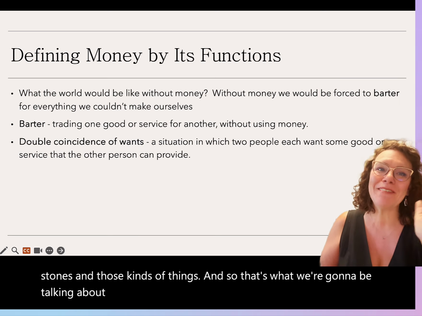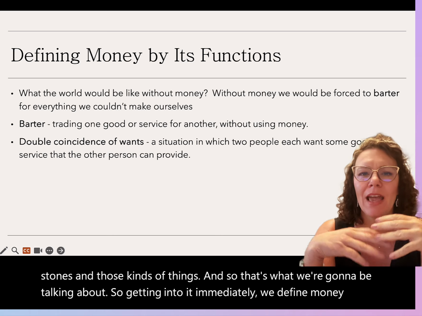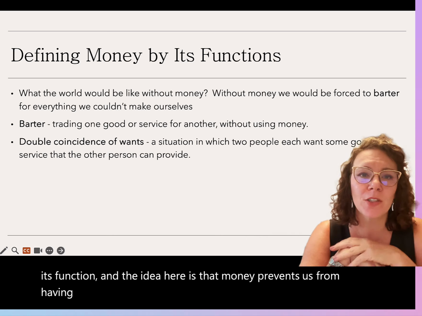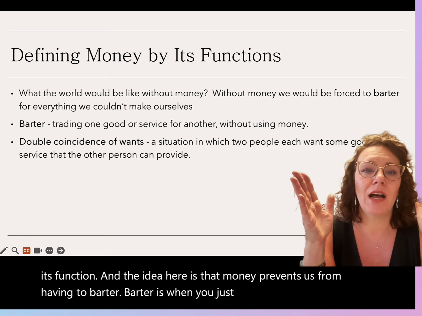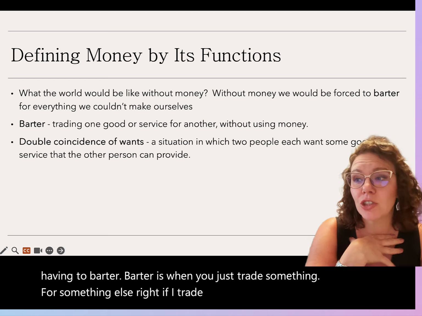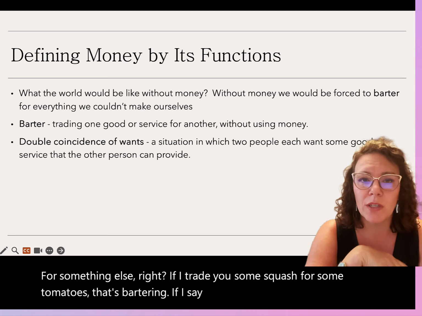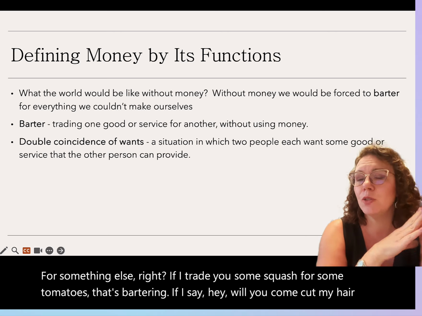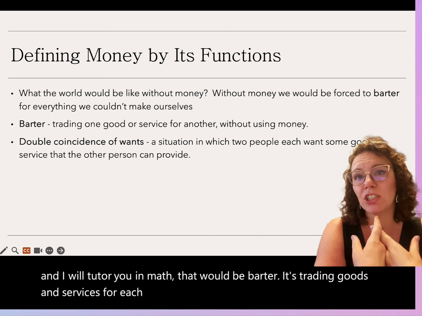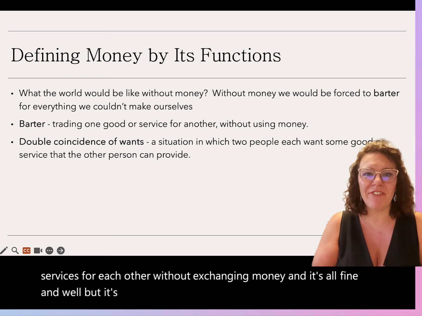So getting into it immediately, we define money by its function. And the idea here is that money prevents us from having to barter. Barter is when you just trade something for something else, right? If I trade you some squash for some tomatoes, that's bartering. If I say, hey, will you come cut my hair and I will tutor you in math, that would be barter. It's trading goods and services for each other without exchanging money. And it's all fine and well, but it's not very convenient.